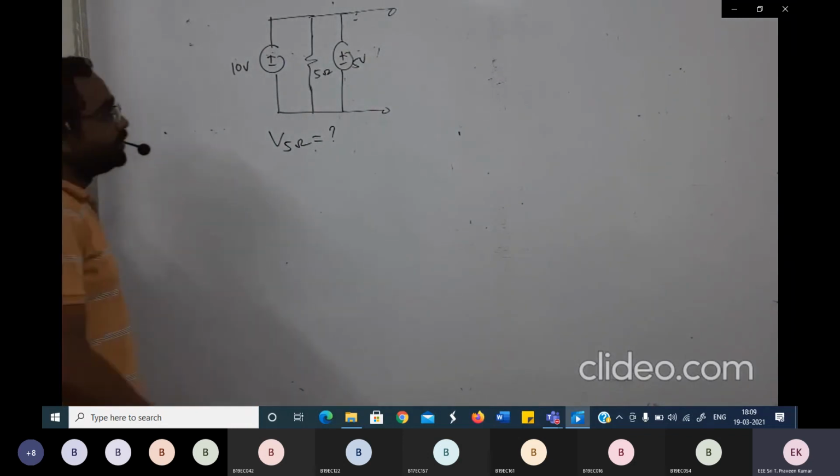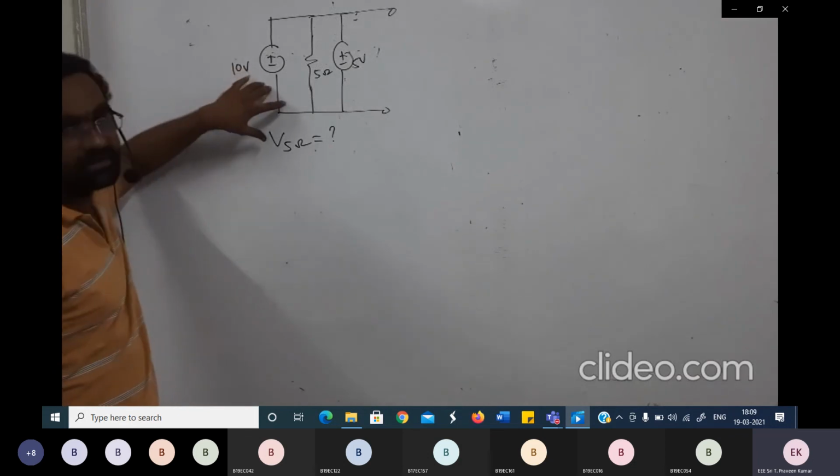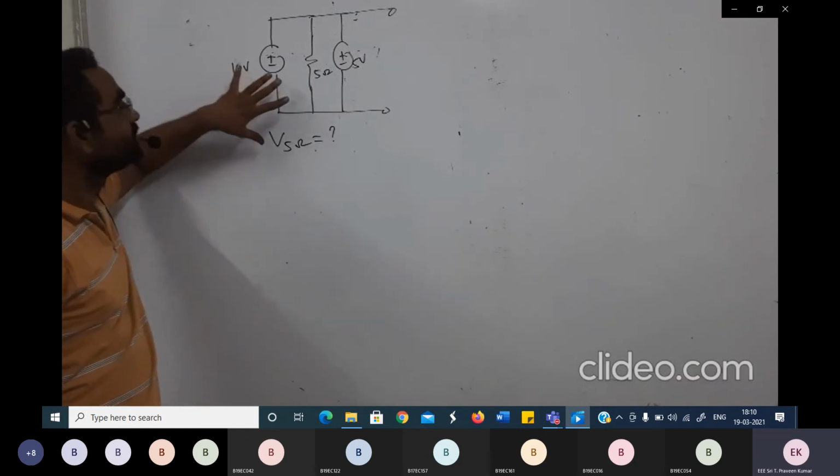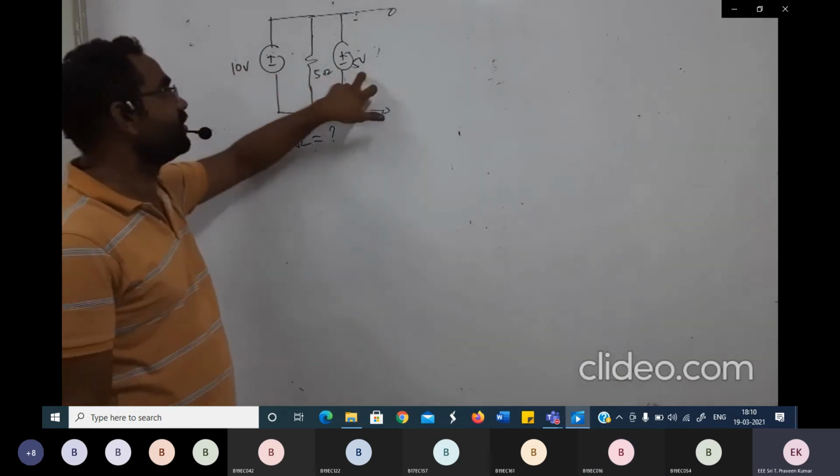Now please do keep it in mind. Some might be solving this problem using mesh analysis, some with the superposition theorem, some with nodal analysis. Very simple. This is a 10 ohm source. This is a 5 volt source. Connected.